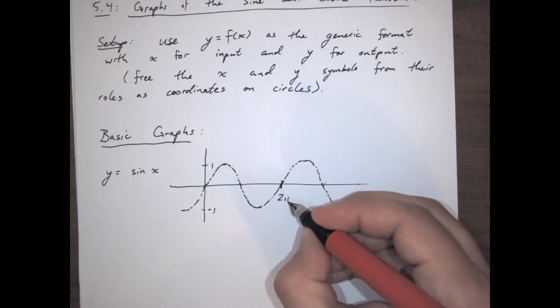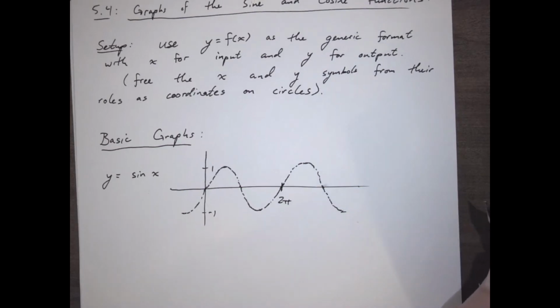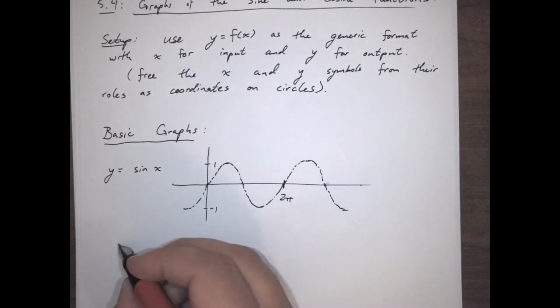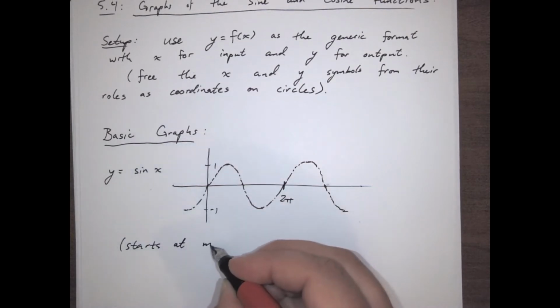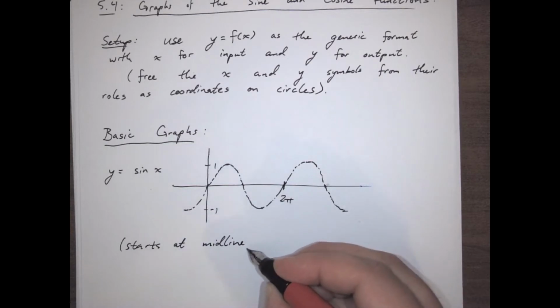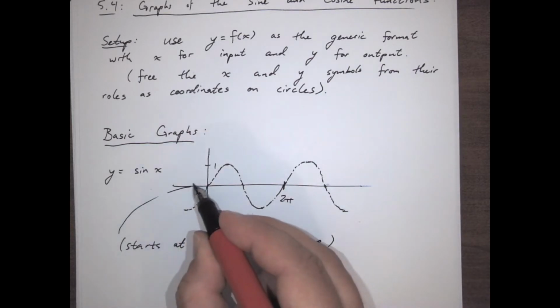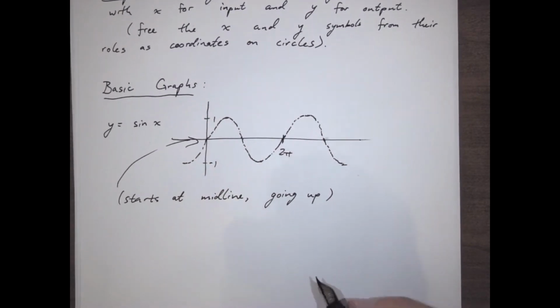Okay, now we know that the period of sine is 2 pi, and what that means here is that it will be back at the place where it started, ready to start all over again with its full cycle of up and down and up. So up and down and up. That's the cycle of a sine graph. And the most important thing is, so starts at midline, and it's going up. So that's the most important thing about the sine graph. So it starts at the midline and it's going up.